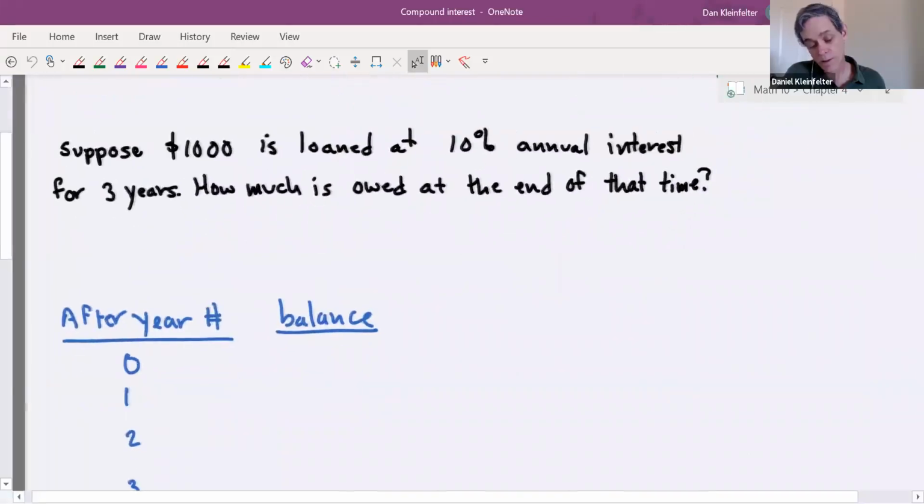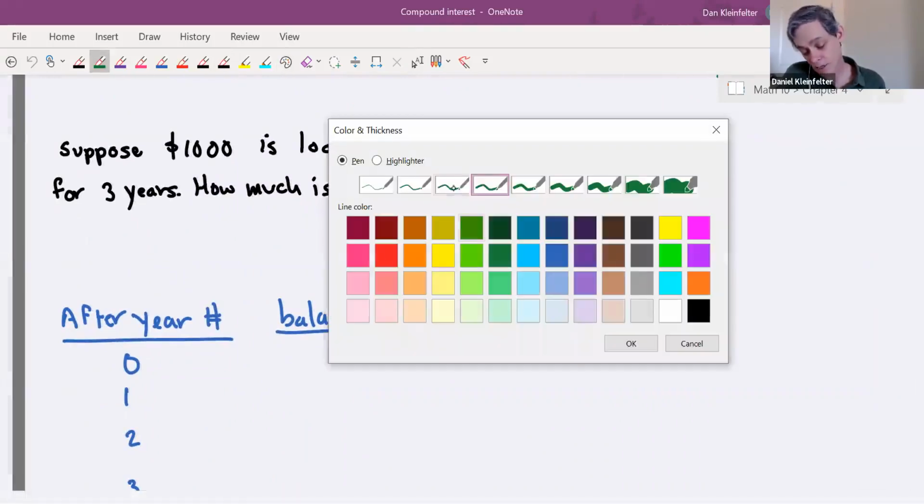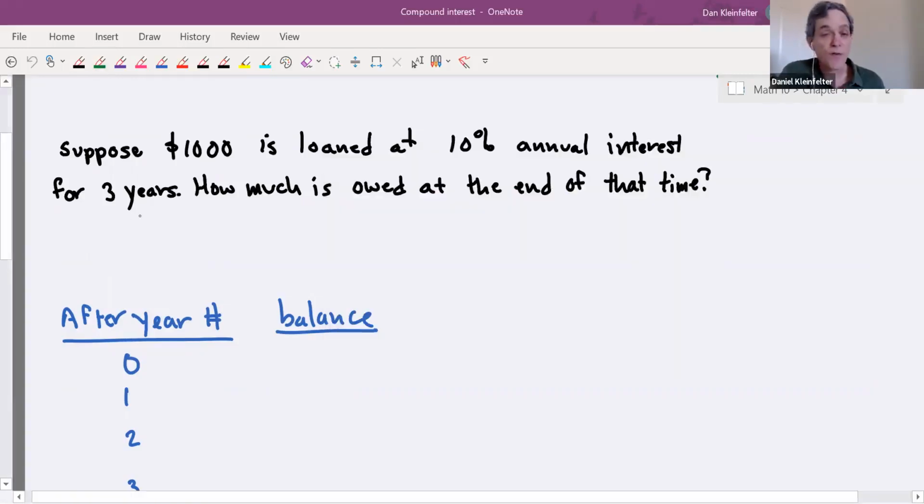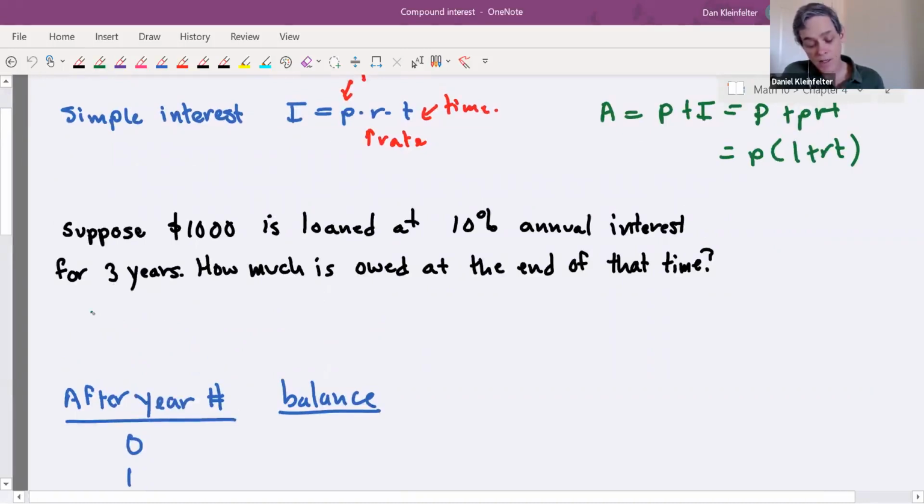So suppose that we're doing the lending this time. Suppose that you lend $1,000 at 10% annual interest to your cousin or someone for 3 years. We want to know how much is owed at the end of that time. So interest is principal, that's the 1,000, times the rate, which is 10%, times the time, which is 3 years.